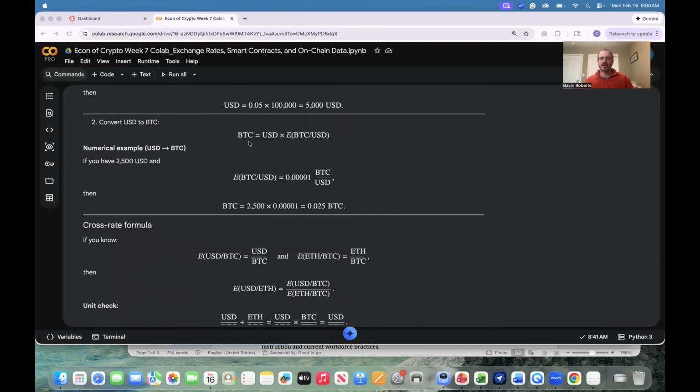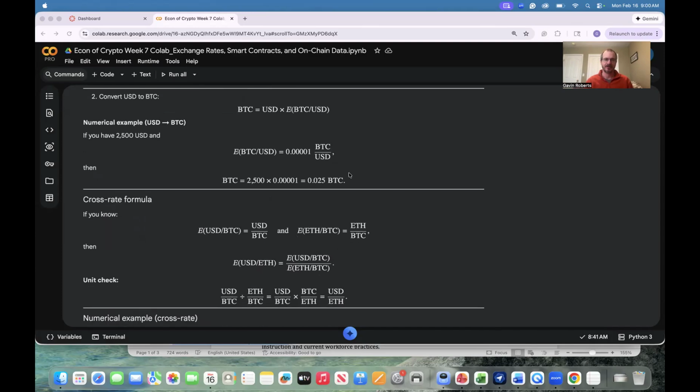Now going the other way, if we want to get BTC, it's the same thing, but now we're using the opposite exchange rate, of course, because now we want BTC in the numerator and USD in the denominator. USD cancels, so we're left with Bitcoin on the left-hand side. If we had 2,500 USD times BTC over USD, that leaves us with just BTC. So that's about 0.025 Bitcoin. Again, we're assuming this $100,000 price here, which isn't the current price.